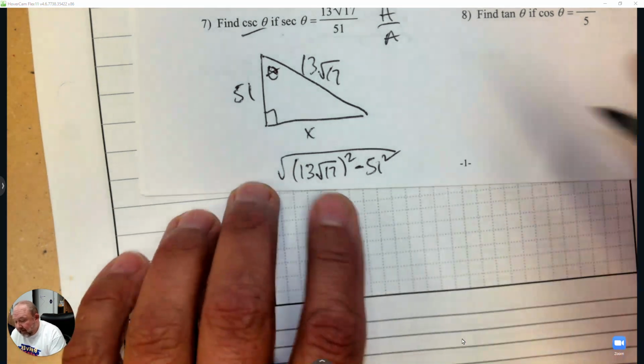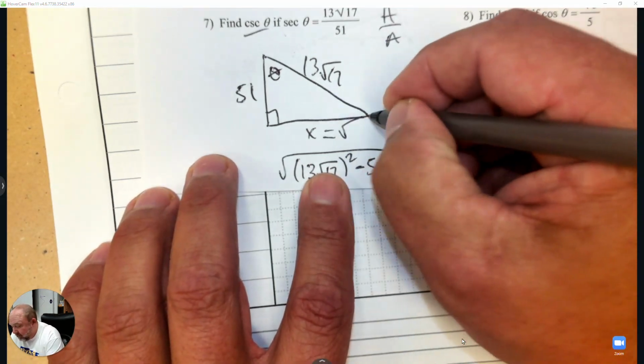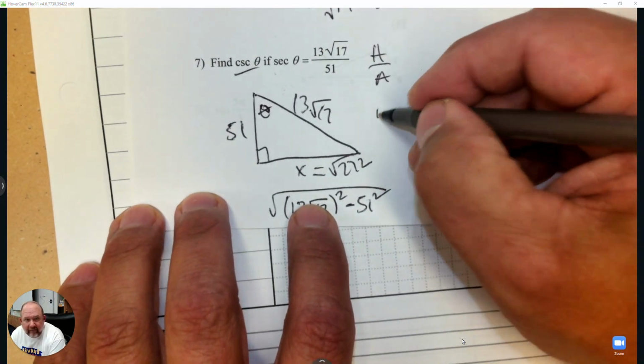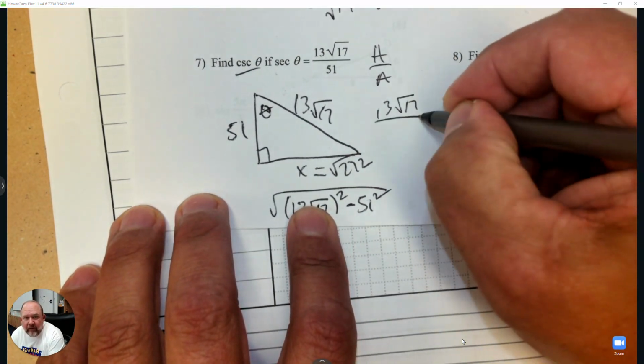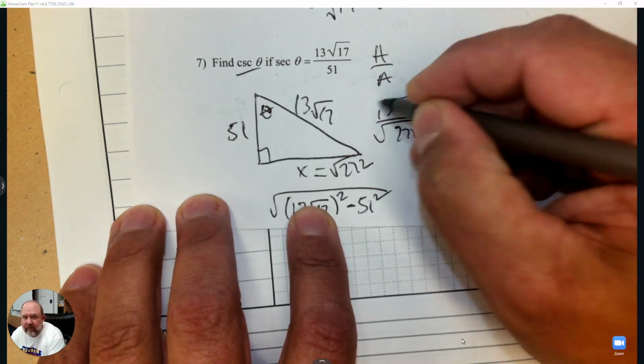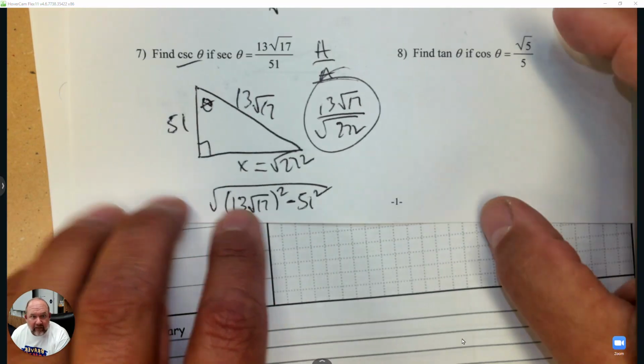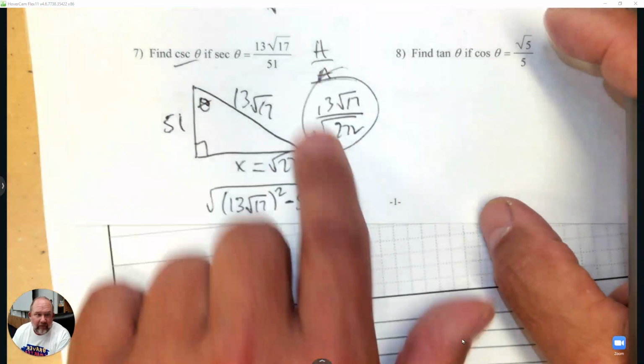Yeah. So it ends up being the square root of 272. I don't like this at all. I'm just going to go with it. So it's 13 and the square root of 17 over the square root of 272, and it's done. I'm not going to write it as a decimal. That's one thing I'm not going to do. I'm not going to have a square root and a decimal in the same number.